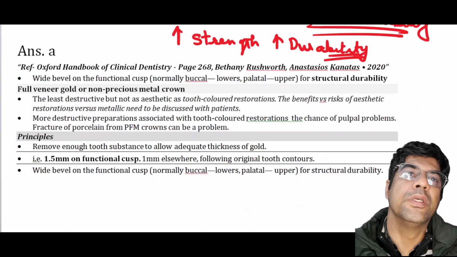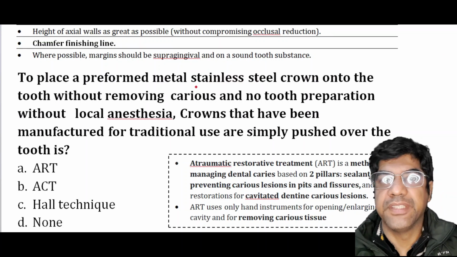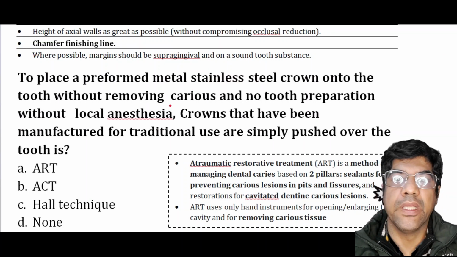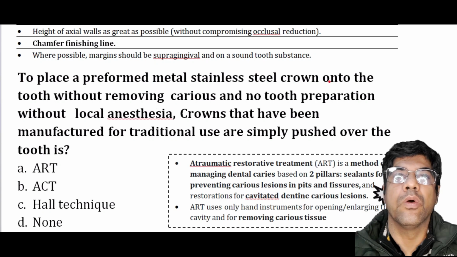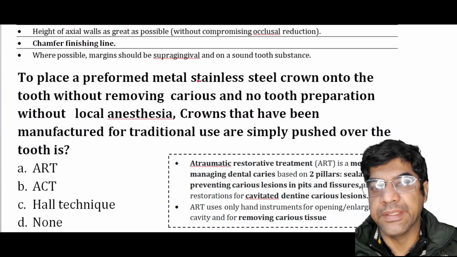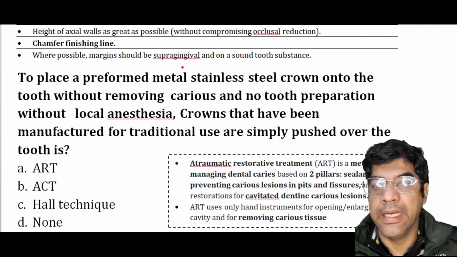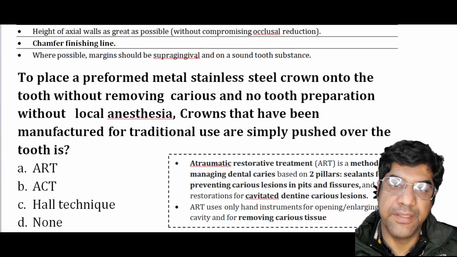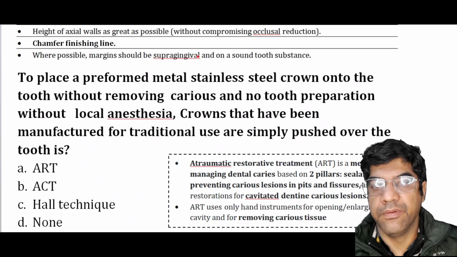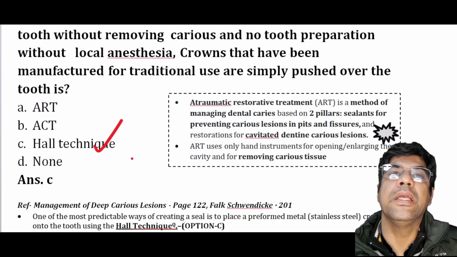Coming to the next question. To place a preformed metal stainless steel crown onto the tooth without removing the caries and no tooth preparation without local anesthesia, this technique is known as Hall's technique. Remember, the Hall technique is a method used to manage carious lesions in children, and it involves placing a preformed metal crown, that is the stainless steel crown, onto the tooth without removing the carious tissue.